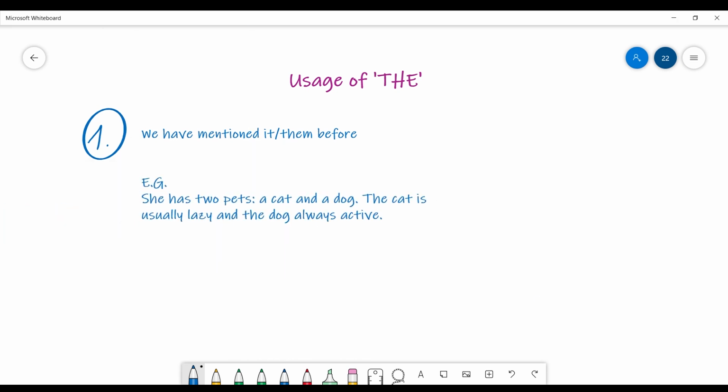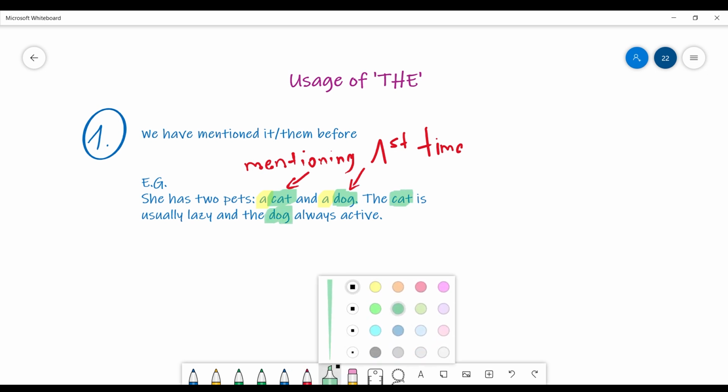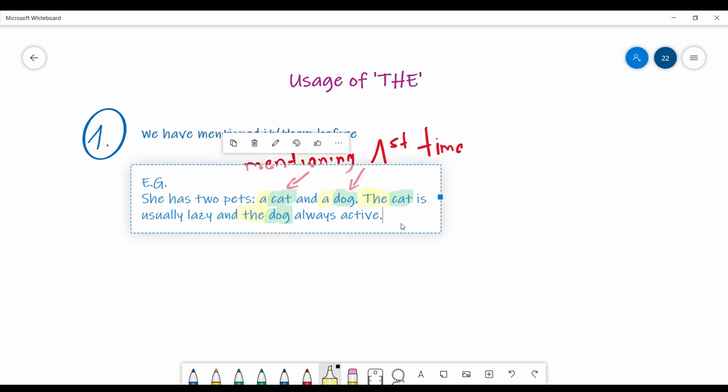First one, if we have mentioned it or them before, as for example, she has 2 pets, a cat and a dog. The cat is usually lazy and the dog always active. In the first sentence, we are mentioning a cat and a dog for the first time, so we are using the article a. In the second sentence, we are mentioning cat and dog again. It was mentioned before, therefore, the article the is required to be used here.